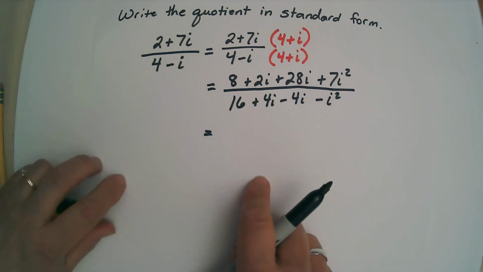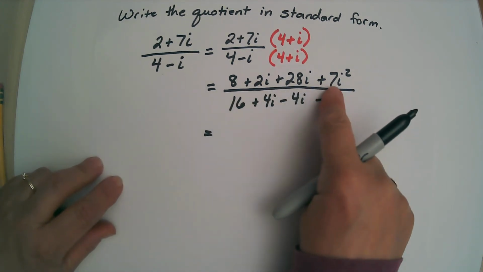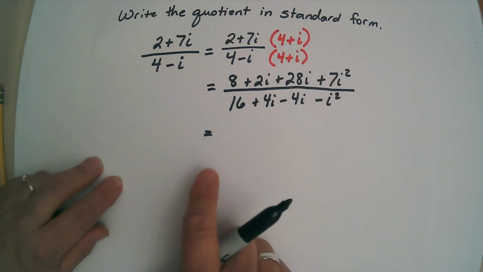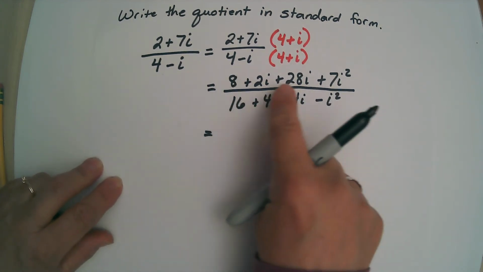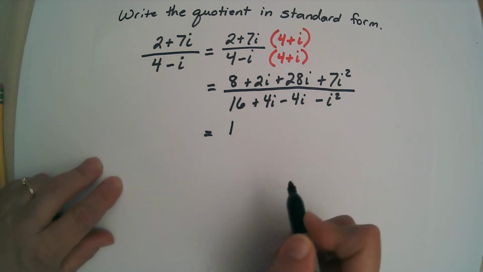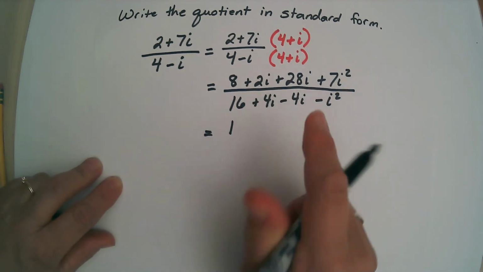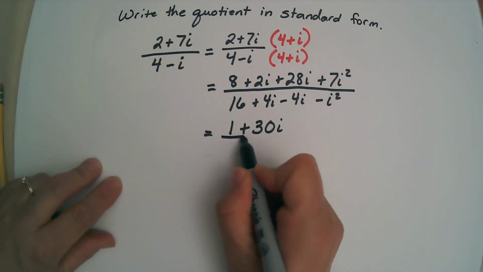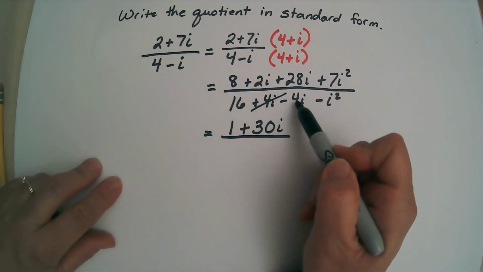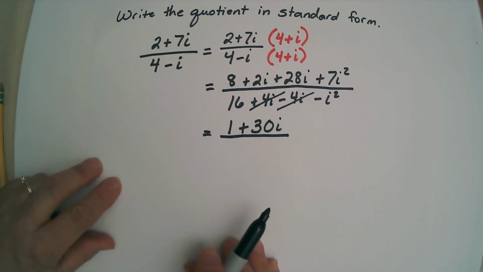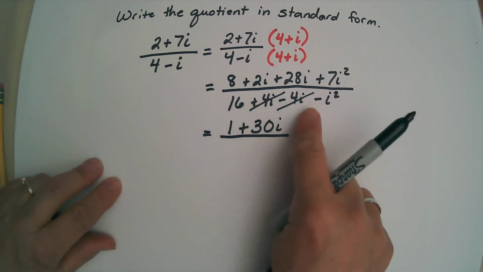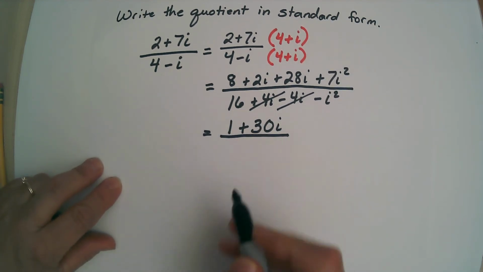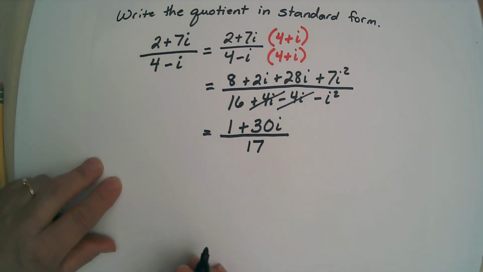In the numerator, we have 8 minus 7, right? That 7 times i squared would be a negative 7. We can combine those. 8 minus 7 is 1. And we have 2i plus 28i, that's 30i. In the denominator, our 4i and negative 4i will cancel. And now we have 16 minus what will become negative 1. So that's 16 plus 1, or 17.